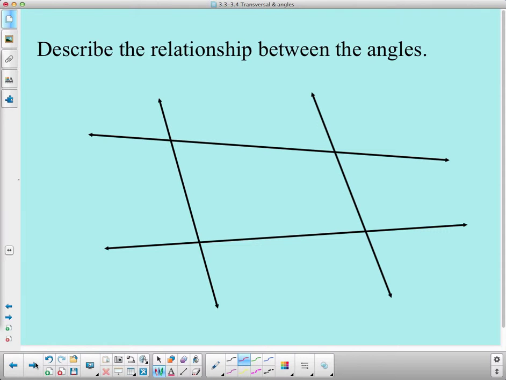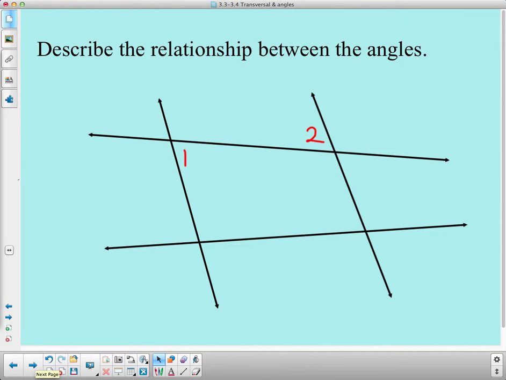Okay, I think that I've assigned you maybe a problem with this that has 2 transversals. Now what you need to do on this is ignore part of the picture. If I put angle 1 here and angle 2 here, you can ignore the bottom part of the picture.